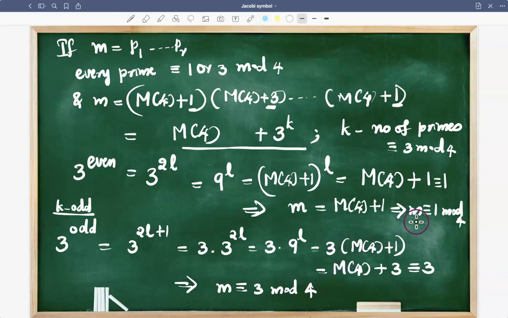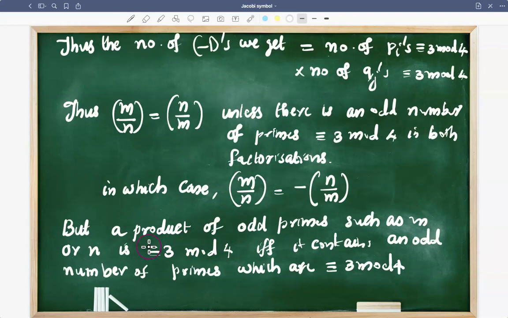Thus, we can see that the number m is congruent to 1 modulo 4 if the number of primes which are congruent to 3 modulo 4 is even, and m is congruent to 3 modulo 4 when the number of primes congruent to 3 modulo 4 is odd. This conclusion is stated here. That is, a product of odd primes is congruent to 3 modulo 4 if and only if it contains an odd number of such primes. We denoted this number as k, if k is odd.